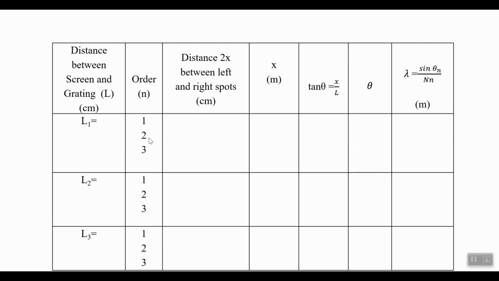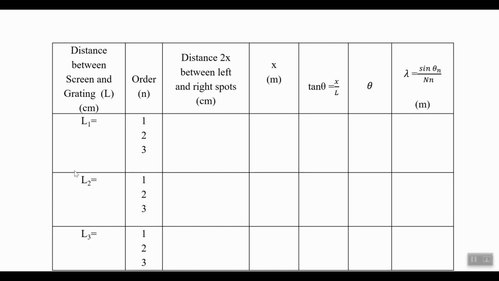So again, the distance between the two second order maxima is taken as 2x itself. From that, find out the value of x, then tan theta, then theta, and substitute the value of that theta in this expression. But here the order is 2, so put small n as 2 for this calculation. For third order, again the same process is repeated, but put small n equal to 3 in this equation. Calculate the value of lambda corresponding to that particular distance, say 400 centimeters.